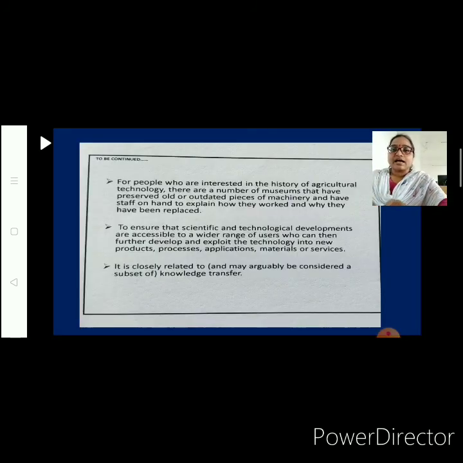Now, we will see how technology transfer is related to our agriculture. For people who are interested in the history of agriculture technology, there are a number of museums which have preserved the old technology and the improved technologies. It means a wooden plow is placed in the museums and the iron plow is also placed in the museum. This shows how agriculture technology transfers or grows year by year and generation to generation.